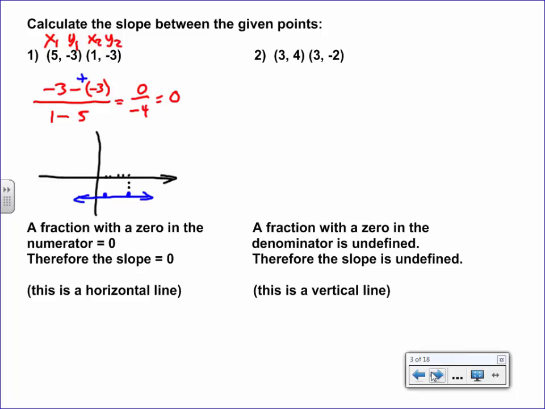Okay, the other one we'll calculate x1, y1, x2, y2. So we have negative 2 minus 4 over 3 minus 3. Now, whenever you have 0 on the bottom of any fraction, whether it's slope or any other fraction, it is called, as it says down here, undefined. A fraction with a 0 in the denominator, that's the bottom of the fraction, is undefined, and therefore the slope is undefined.